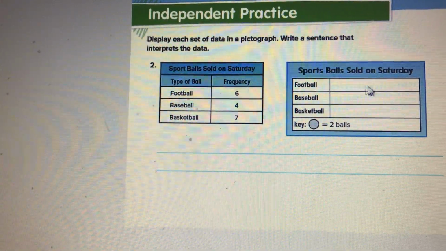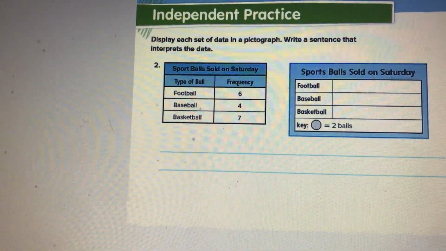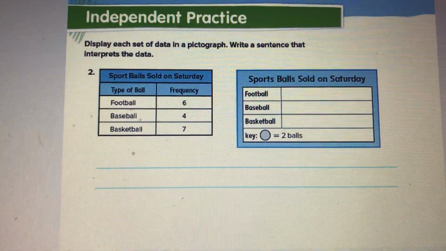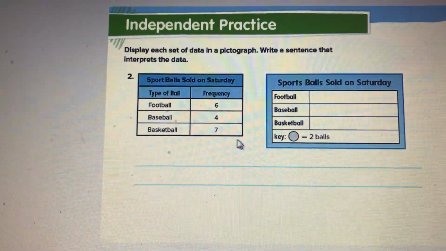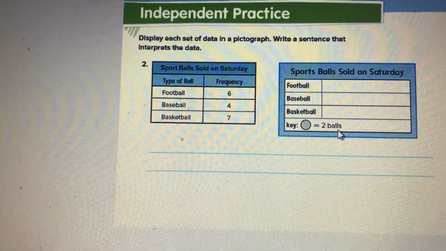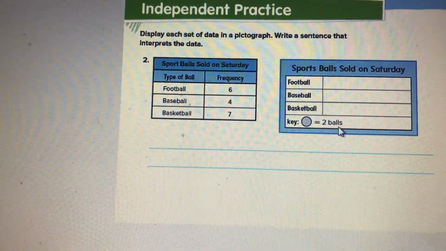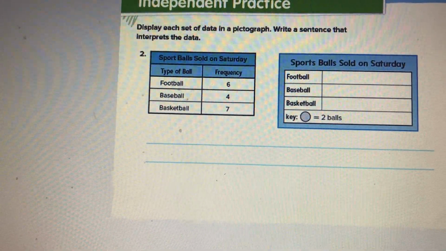2, so 3 balls, right? Okay, how many would you draw for a baseball? This is where your multiplication and division skills are really going to come in. When you get to the basketball, though, 7, is 7 divisible by 2? It's not evenly, but we talked about it earlier. What could you draw? Half of a ball. You could. And that's exactly what they're going to do here.